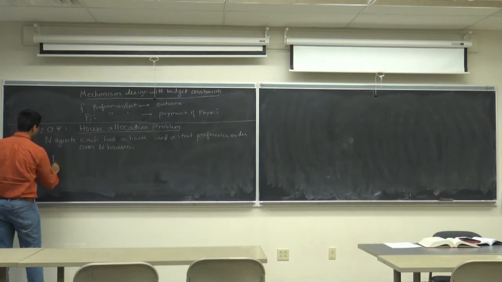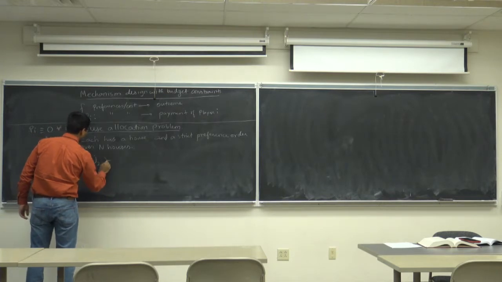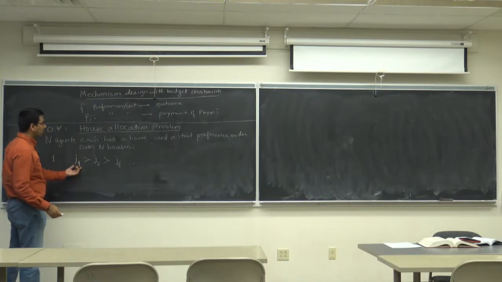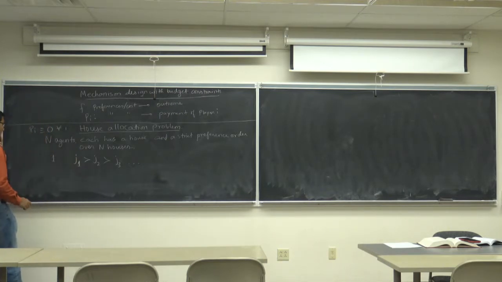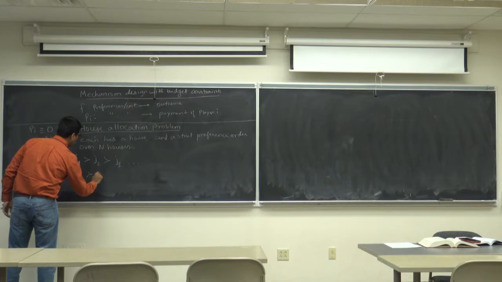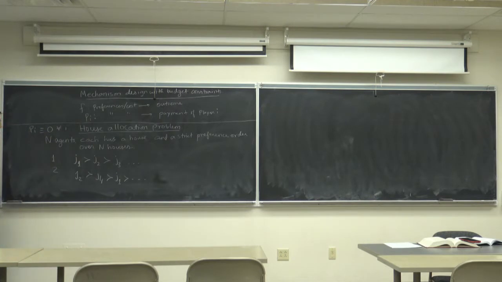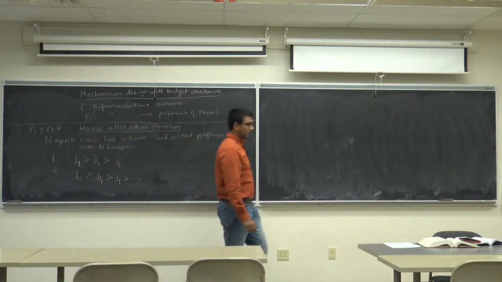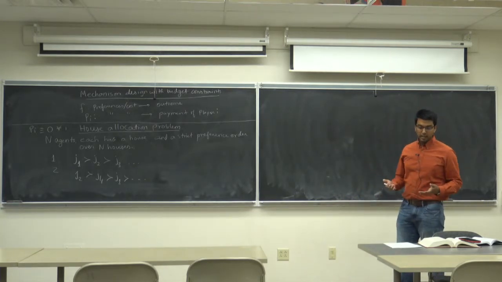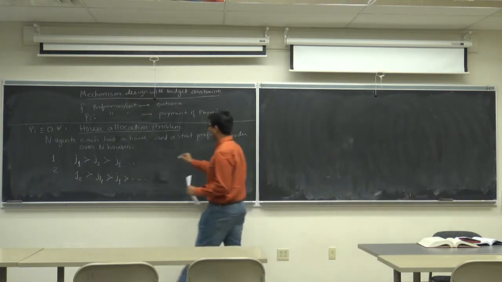So agent 1 might prefer J1 strictly to J2, strictly to J3, and so on. I'm going to use the same index for both the agent and the house that the agent is currently living in. So similarly, agent 2 will say, well, I prefer J2 over J4 over J1 over whatever. So each of the agents has a preference order of this type. And the idea is to come up with an allocation so that every agent is happy. So how to allocate?